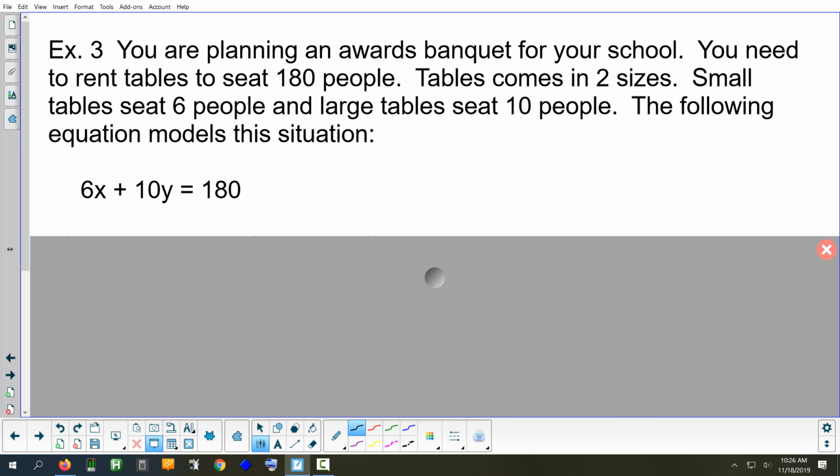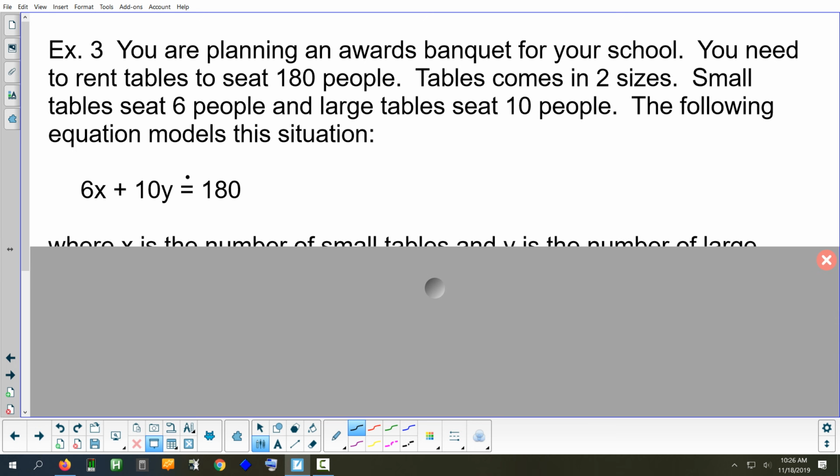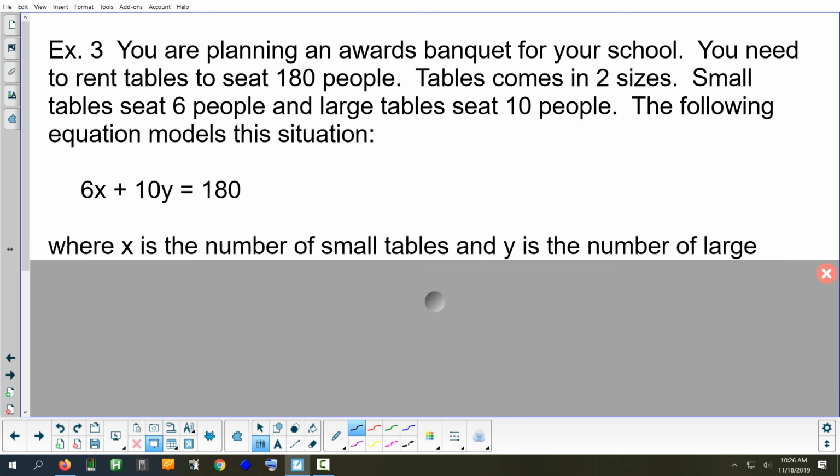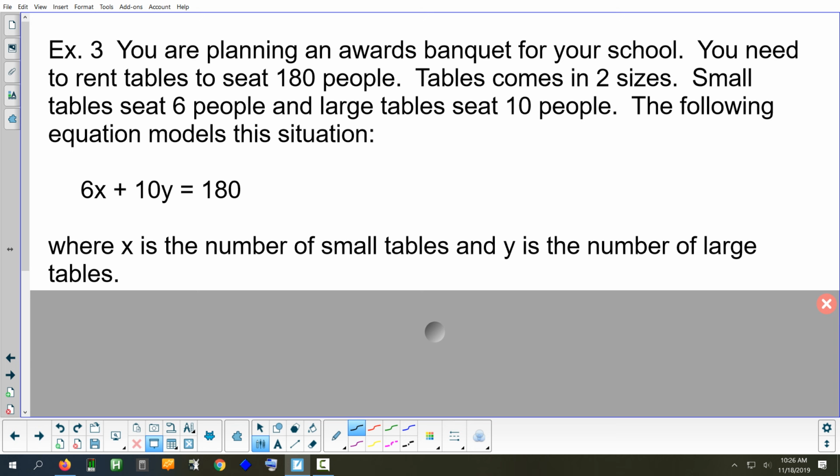Any questions about the problem so far? Small tables fit 6 people, large tables fit 10. You just got to get enough tables for exactly 180 people. I don't think they want there to be extra. They only want to be able to fit exactly 180. How do I know exact? They put equals. If they put greater than or less than, then I'd know they want more or less. No, they put exactly 180. So x in this equation is how many small tables that you get. Y is how many large tables.